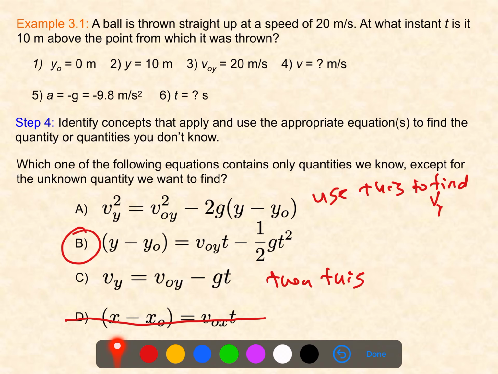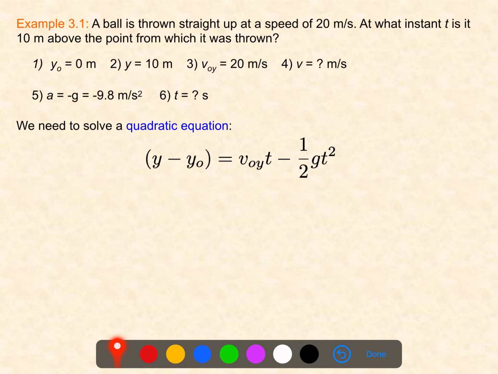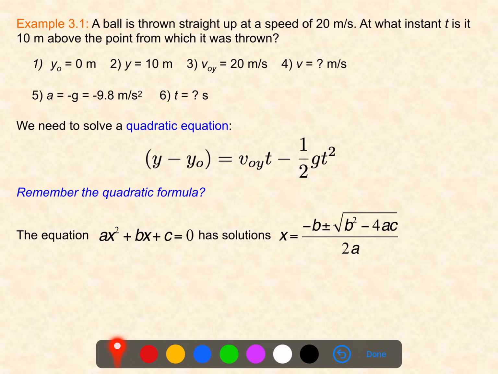So the next part of this is to implement that equation and chug through the math. Now, this equation is a quadratic equation. Sometimes when we use this equation, depending on what we know and what we don't know, or if there's initial velocity or not, we may need to use the quadratic formula. For those of you who don't remember, the quadratic formula is this, based on this template of the equation. Now remember that in this version of the equation where we use the quadratic formula, all the terms are on one side of the equation and you have 0 on the right hand side.